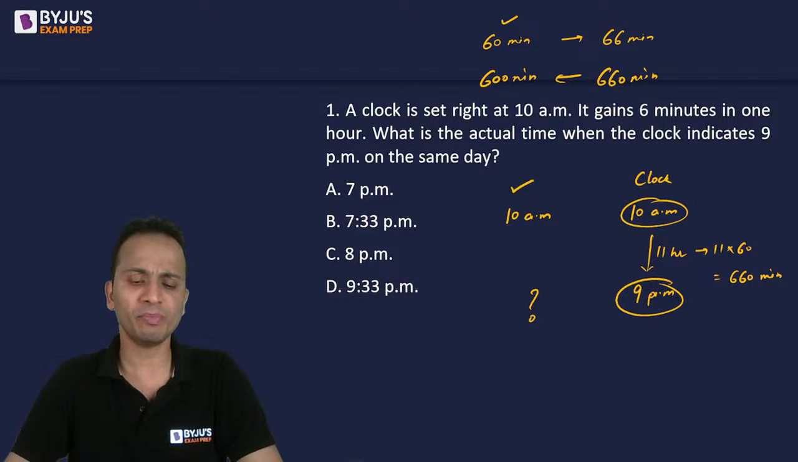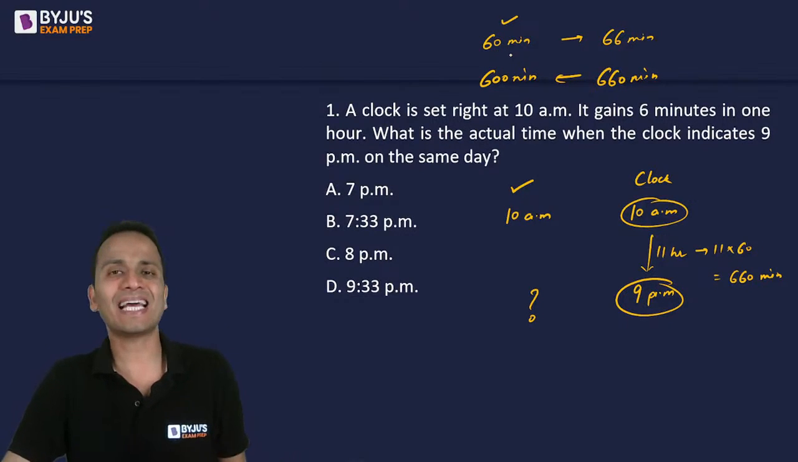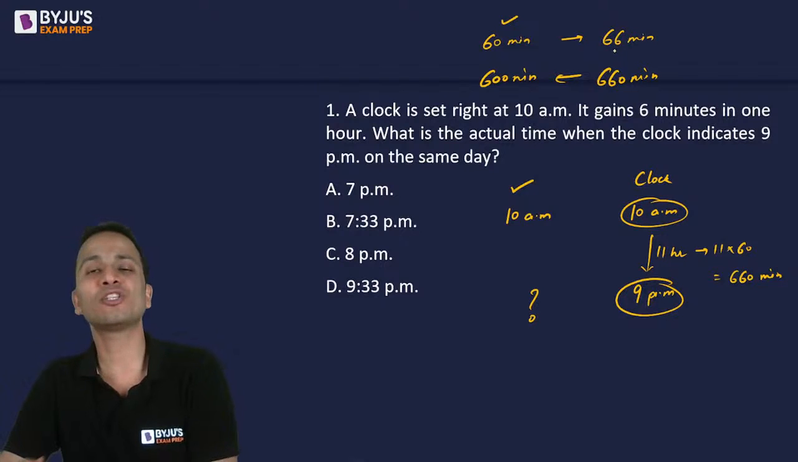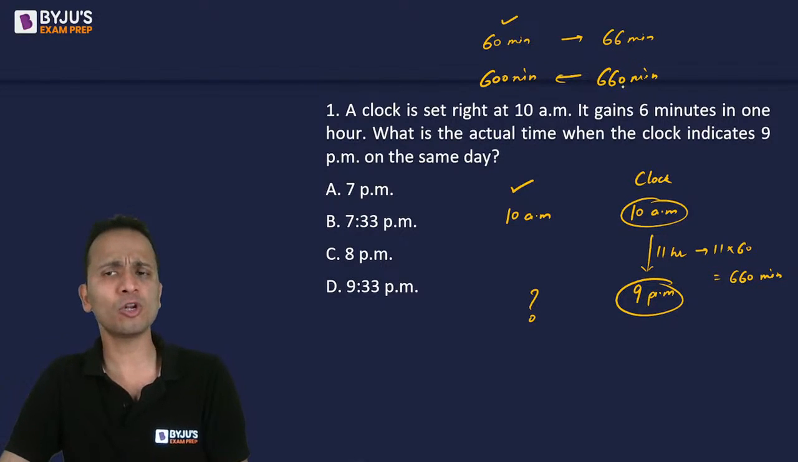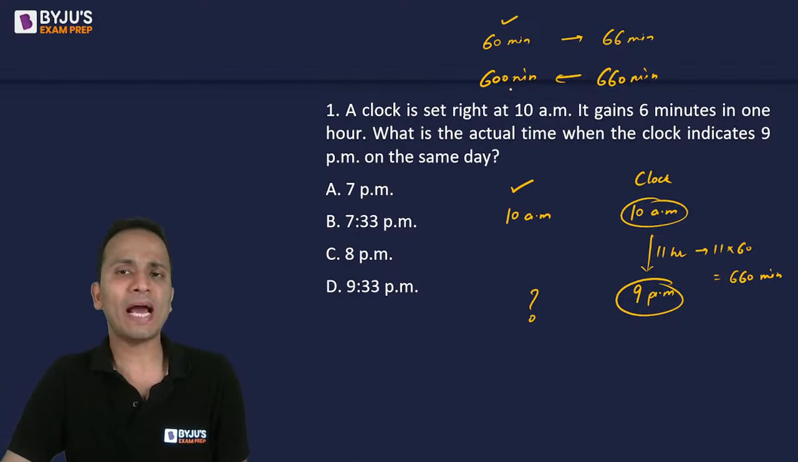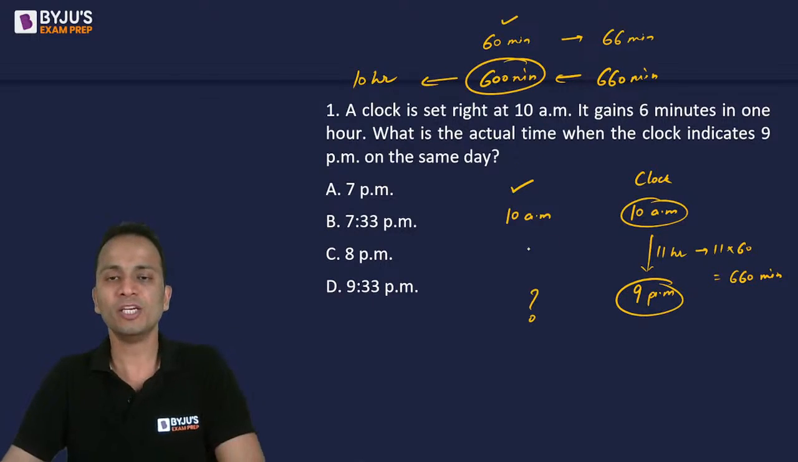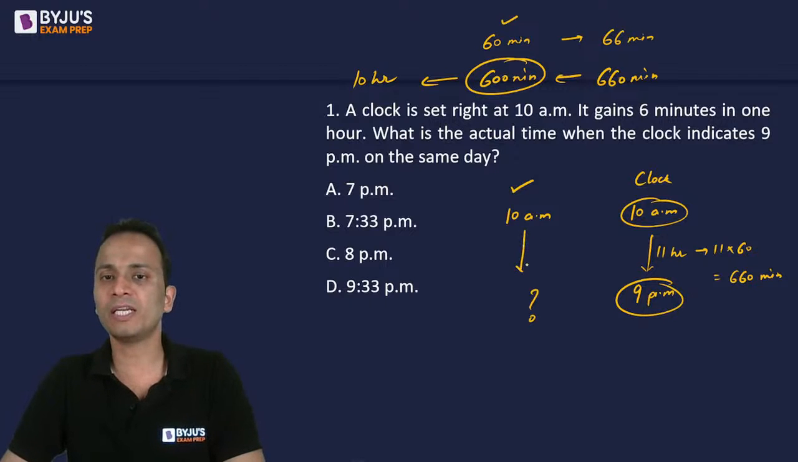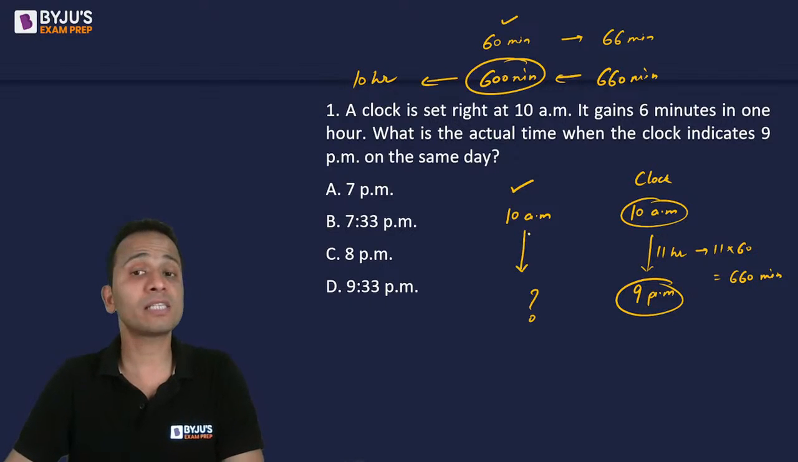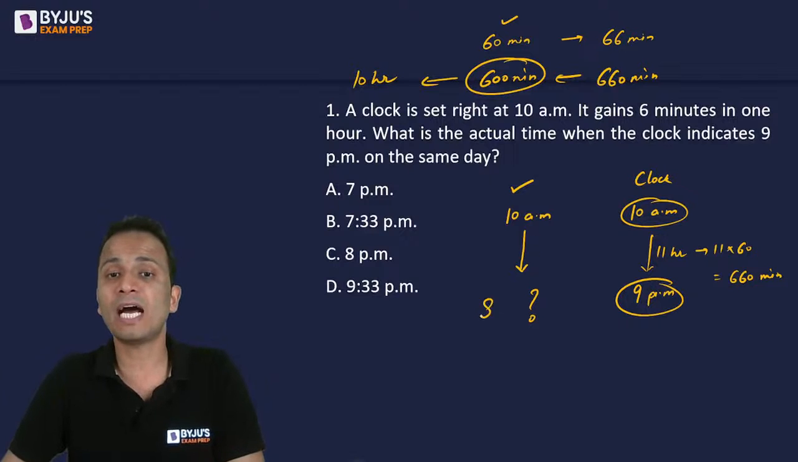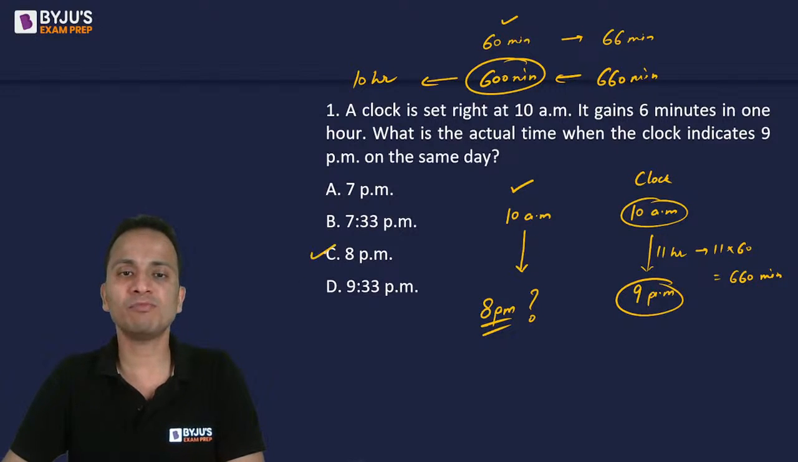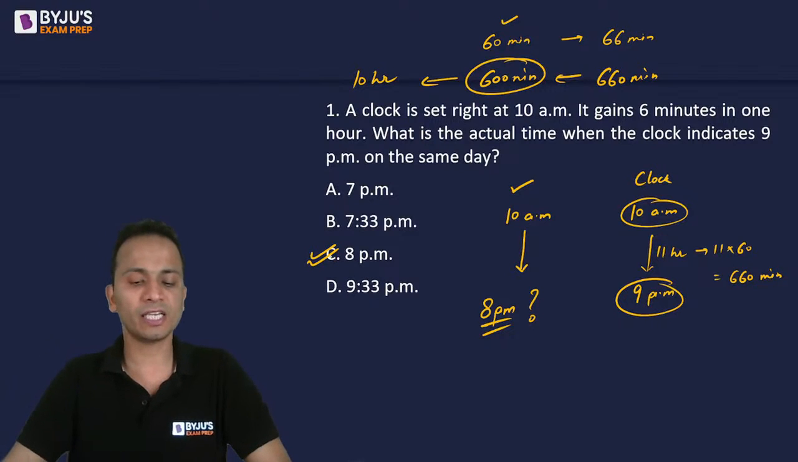I've used the unitary method. If 60 minutes of correct time elapse, then 66 minutes elapse in this clock. So if this clock shows 660 minutes, the actual time that will elapse will be 600 minutes, or I can say 10 hours. So the correct time will be 10 hours after 10 a.m. That is 8 p.m. So 8 p.m. will be the correct time. That is option C, the correct answer given by Nidhi.